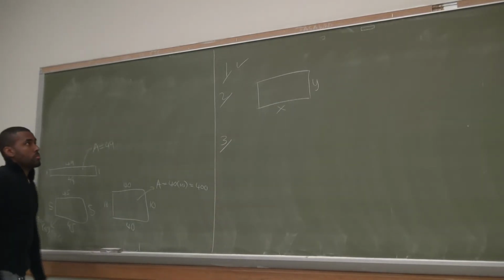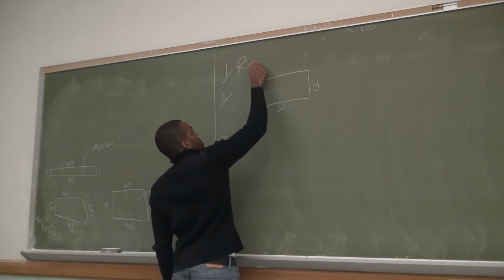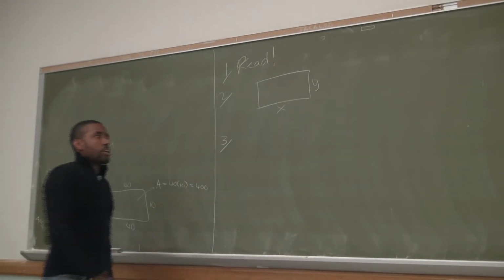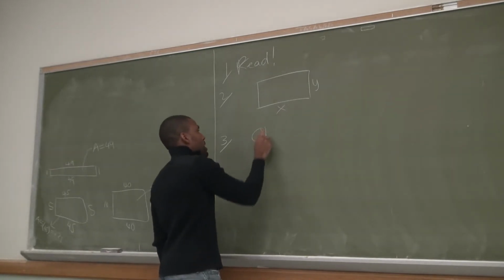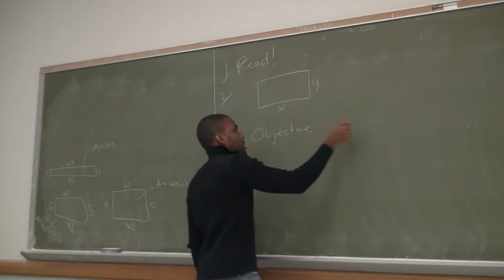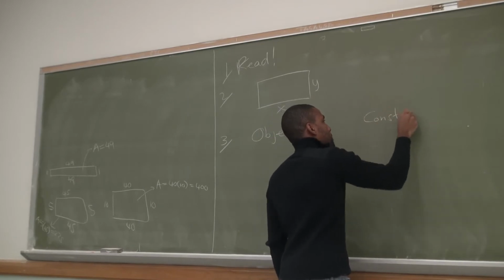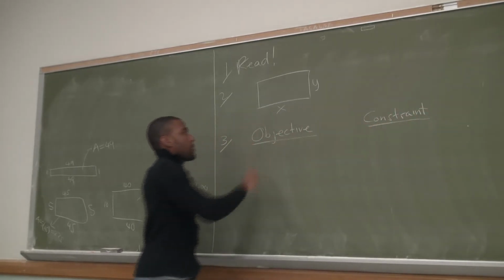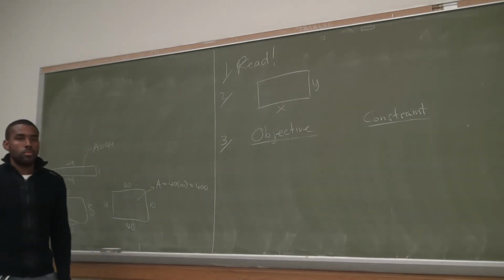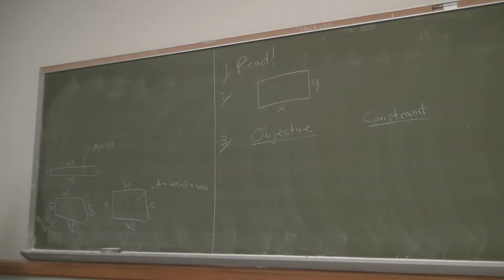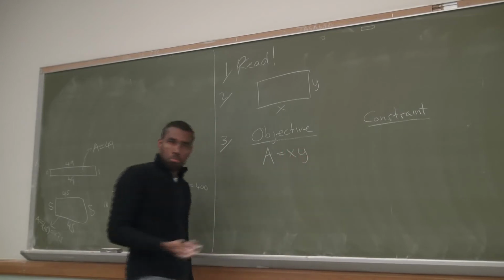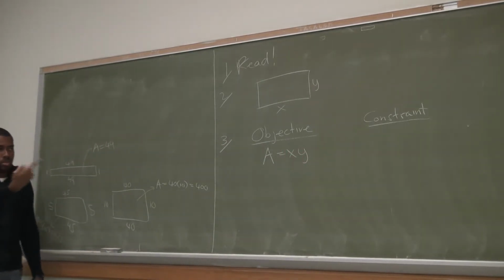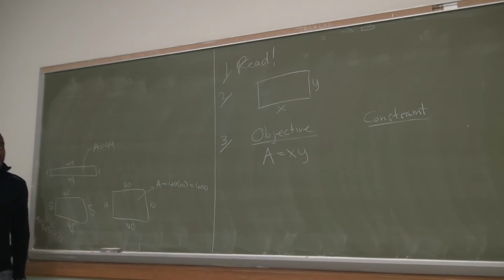Step 3. So step 1, read. Step 2, diagram. What's step 3? You have to come up with 2 equations. I want to find my objective equation and my constraint equation. What's the objective? What are you looking to optimize? The thing you want to optimize. What do we want to optimize here? Area. So the area equation would give you the objective equation. This is just A equals xy. That's an equation that describes the thing I want to make as large as possible.